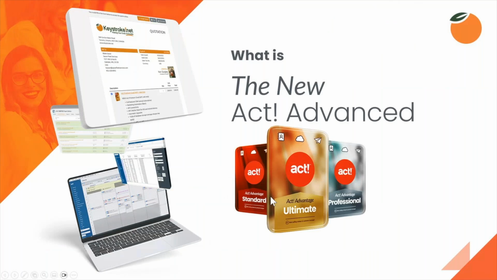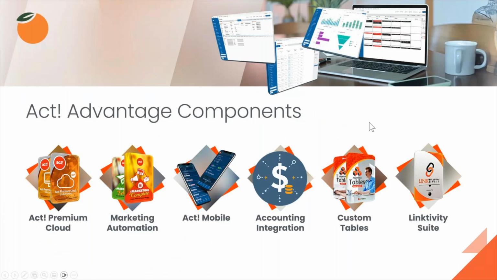Okay, so what is the new Act Advantage? The Act Advantage is comprised of a number of components. The basic foundation is Act Premium Cloud. Act Premium Cloud has been around 3-4 years, and it was the evolution from Act CRM Classic that basically provided a SaaS solution with on-premise syncing options. Then next is marketing automation. I'm going to get into that separately.